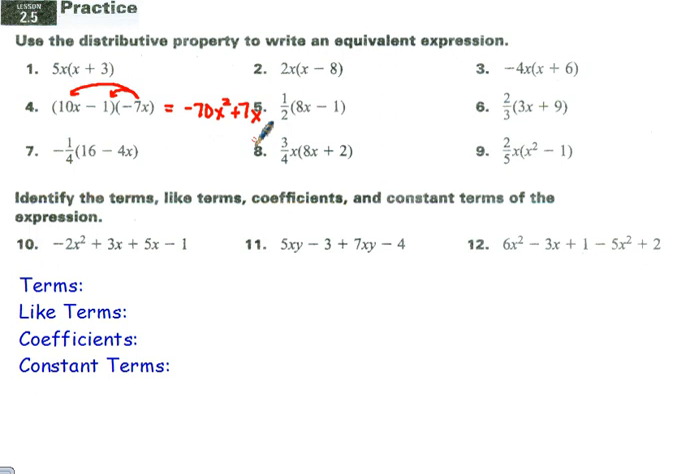I'm going to do one more practice problem on distribution with a fraction, such as number 8. Number 8 is multiplying by the fraction of 3/4 x. So 3/4 x times 8x is going to give me 24 over 4 x squared. And remember, 24 over 4 should give me 6x squared. And then if I distribute 3/4 x by 2, I'm going to end up with a fraction of 3 over 2.